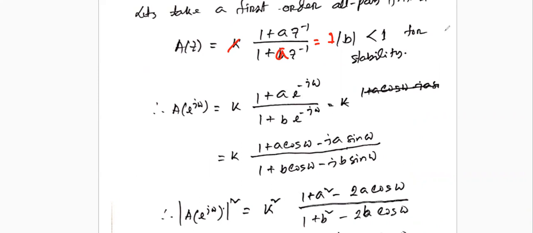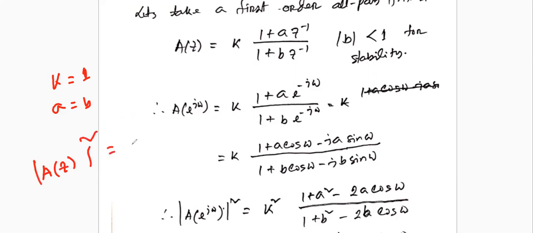So what is the magnitude of A(z)? The magnitude is equal to 1. What about the phase? The phase is also constant. You find that the phase is 0. So by letting k equal to 1 and a equal to b, what are you finding? You are finding that the power spectrum is equal to 1.